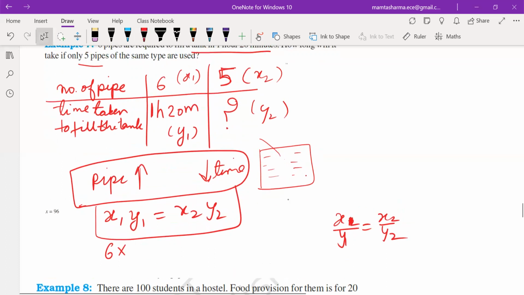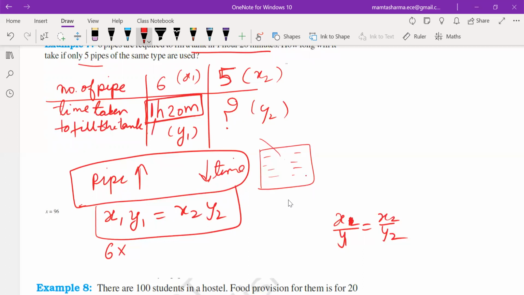It is 1 hour 20 minutes. Whenever this type of time is given, you can convert the whole time into minutes, or convert the whole time into hours. Convert into one unit only. Don't keep 1 hour 20 minutes. How will you do the calculation then? So convert this into minutes.